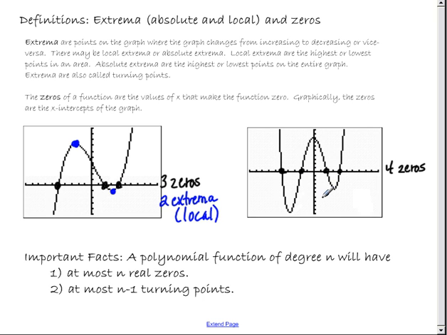What about this graph? We have 1, 2, 3 turning points, or 3 extrema. Now one of them is an absolute, right? That is the lowest point on the entire graph.